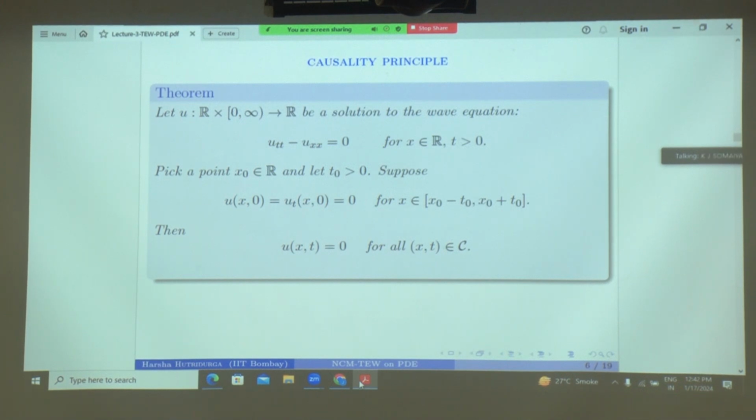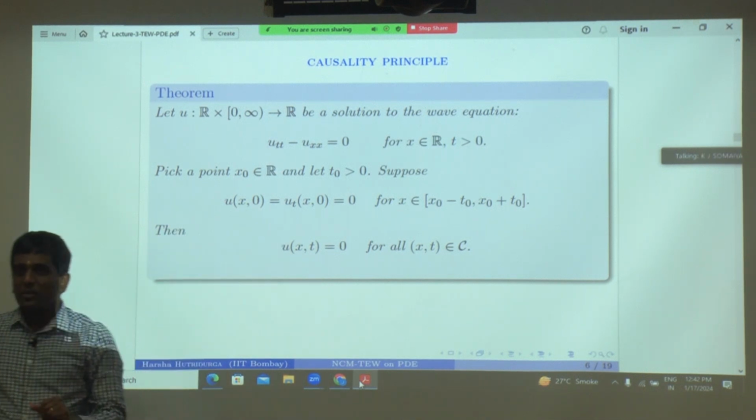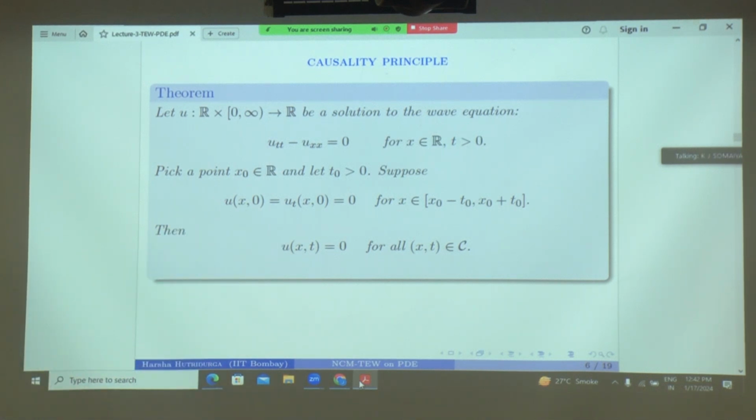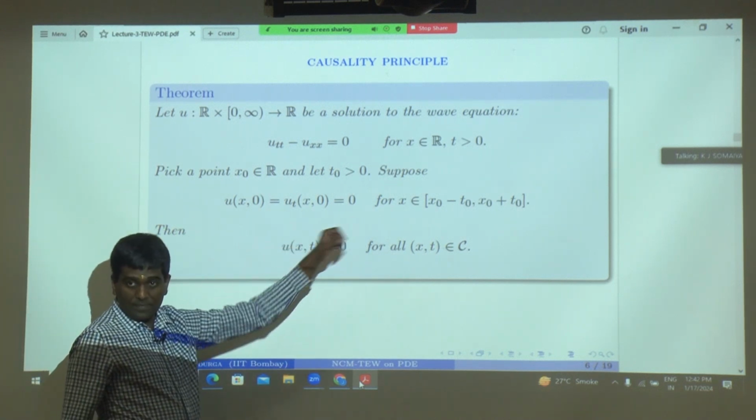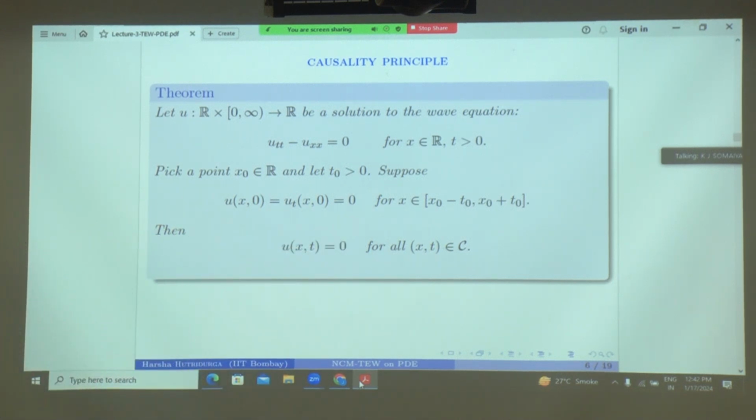Okay. Yes. So, this is known as the causality principle. It tells you that if there is a function u which solves the wave equation on R cross (0, infinity), and in this interval, x naught minus t naught to x naught plus t naught, your u and the time derivative of u vanish at time t equal to 0, then that u should vanish everywhere in this triangle C.